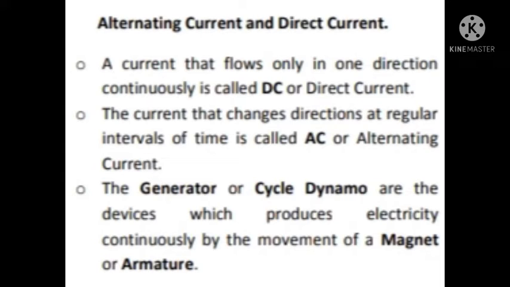Alternating current and direct current. Alternating current means AC, direct current means DC. A current that flows only in one direction continuously is called DC or direct current. The current that changes directions at regular intervals of time is called AC or alternating current. Generator or cycle dynamo are the devices which produce electricity continuously by the movement of a magnet or armature.